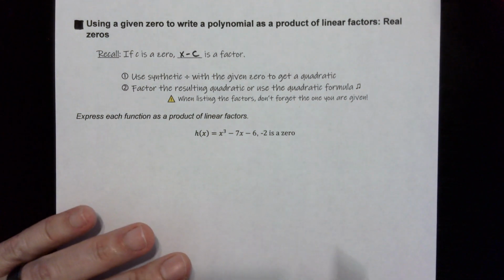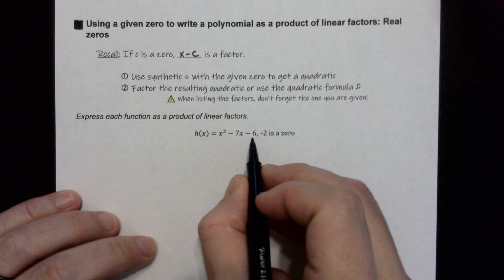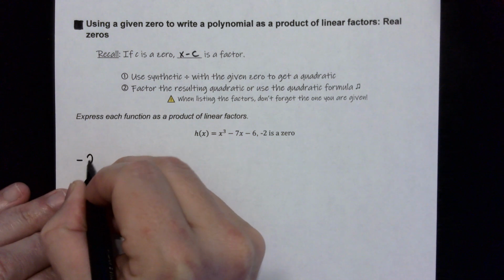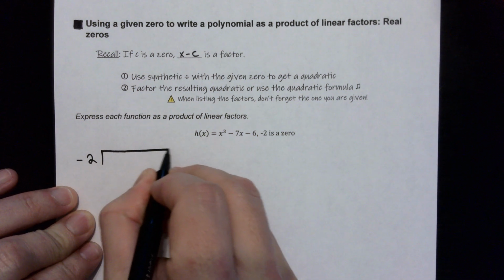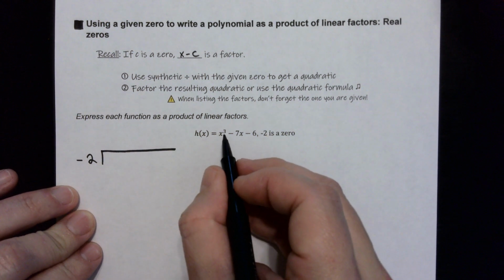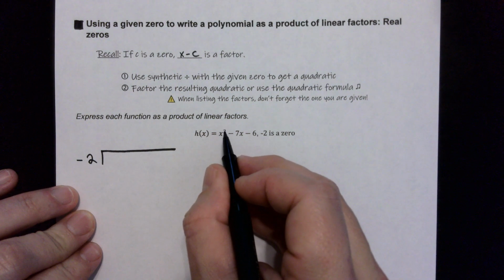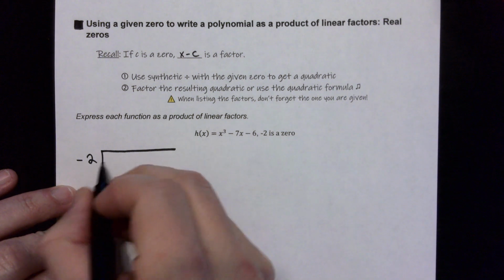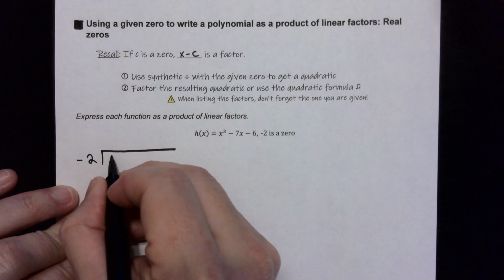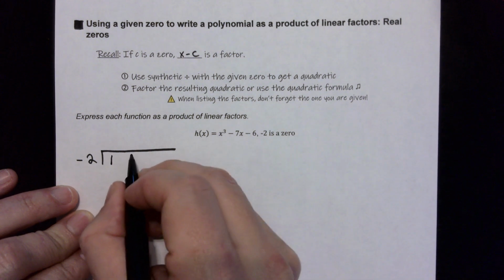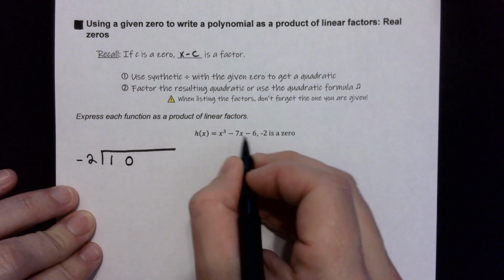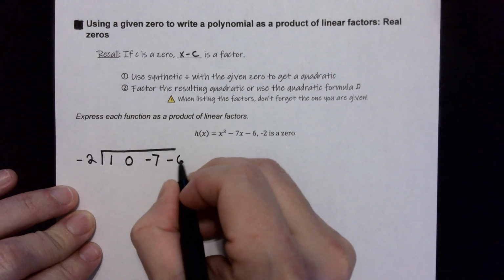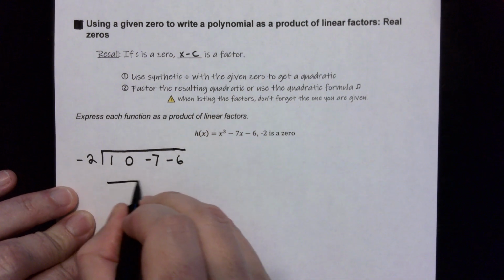Okay, so let's begin. We have this function, x cubed minus 7x minus 6, and our zero is negative 2. So I'm going to put a negative 2 here outside of the house. Notice that I am missing an x squared term. So I have x cubed, no x squared term, an x term, and then a number. So I'll put a 0 in place of that. So here's a 1 for the x cubed, a 0 for the x squared, a negative 7 for the x, and a negative 6 for that constant at the end.